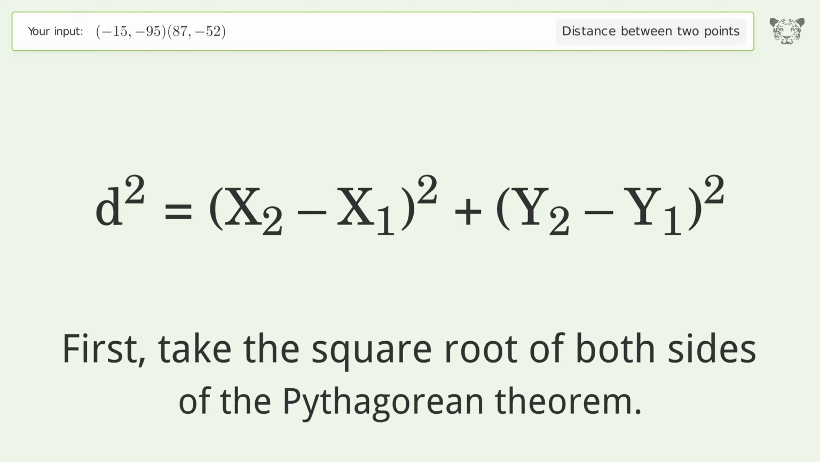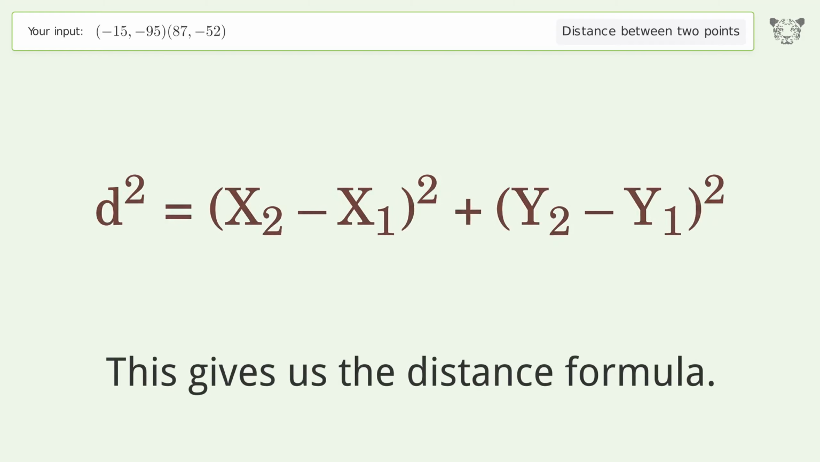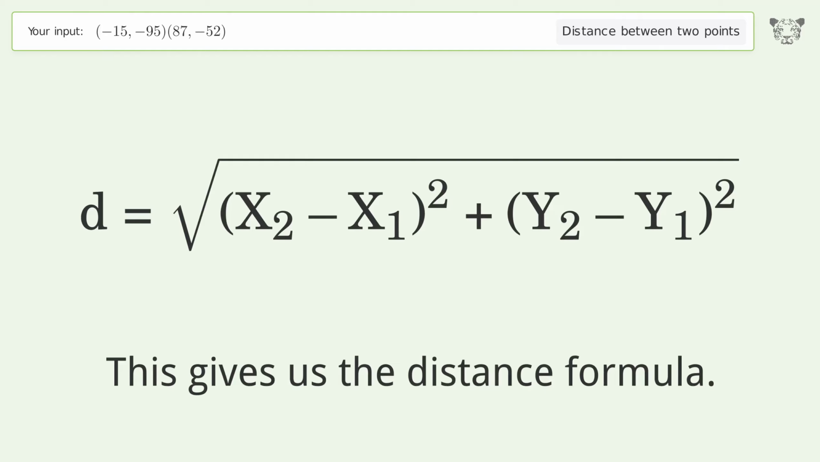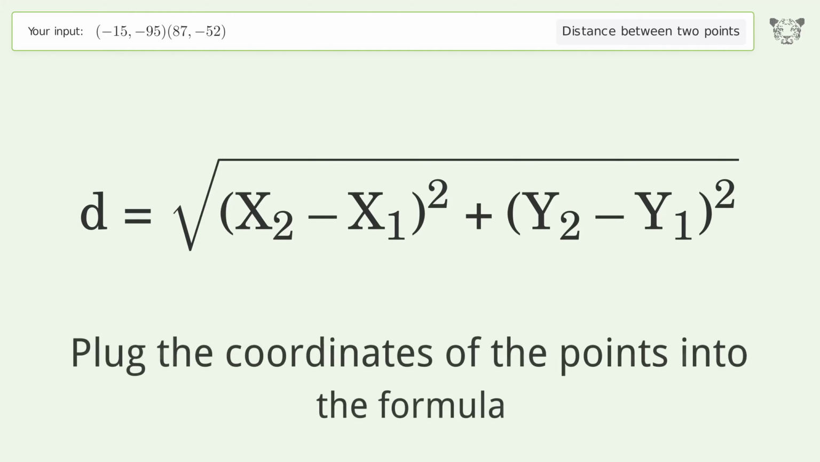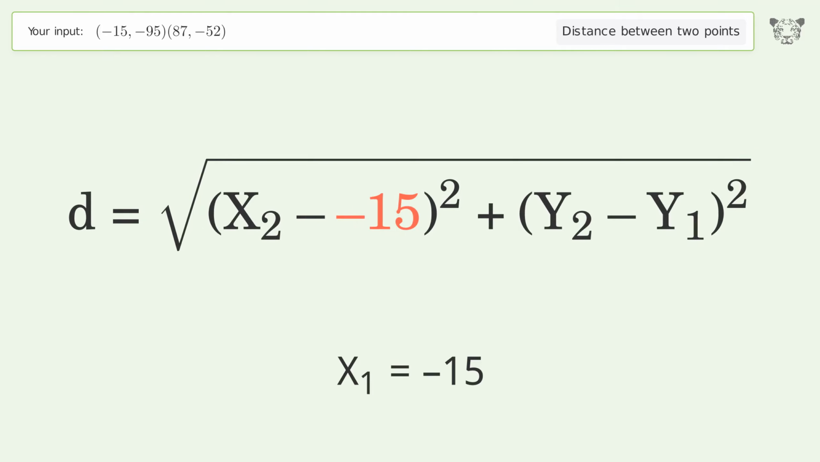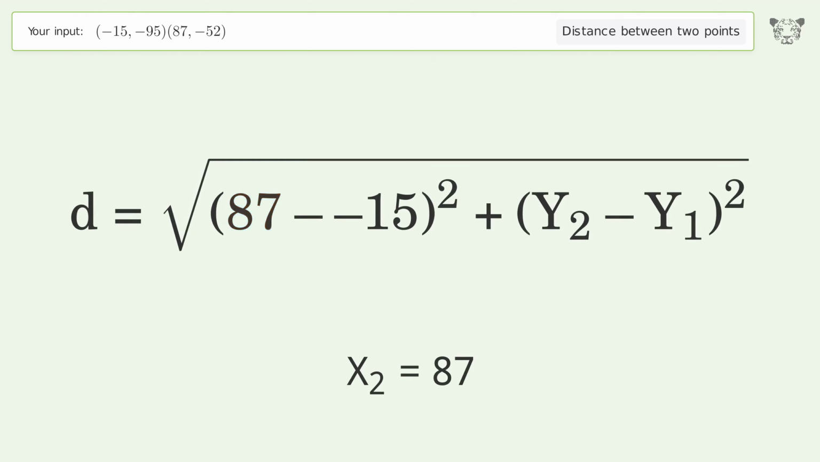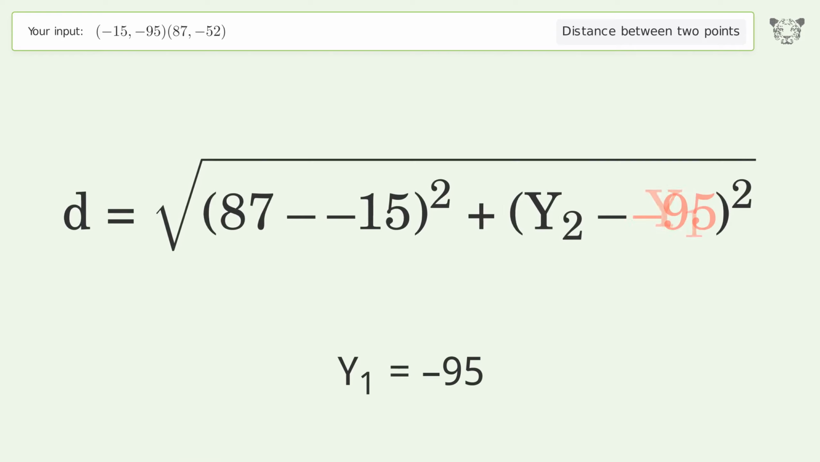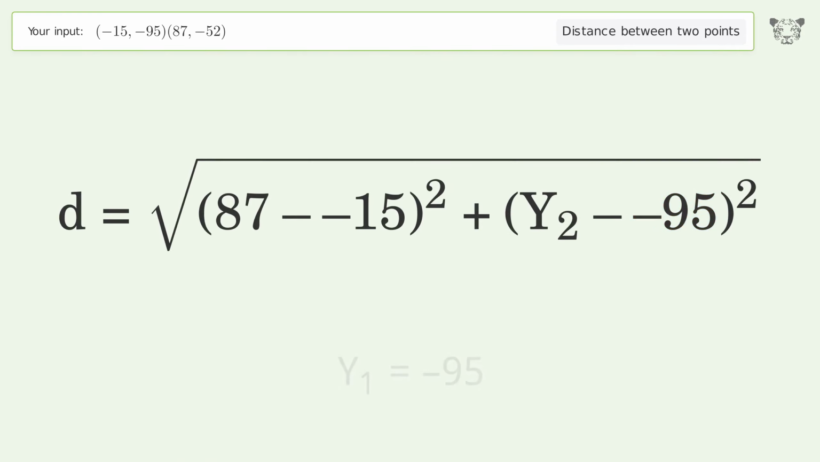First, take the square root of both sides of the Pythagorean theorem. This gives us the distance formula. Plug the coordinates of the points into the formula. x1 equals -15. x2 equals 87. y1 equals -95. y2 equals -52.